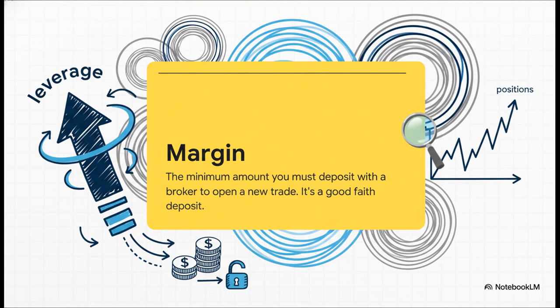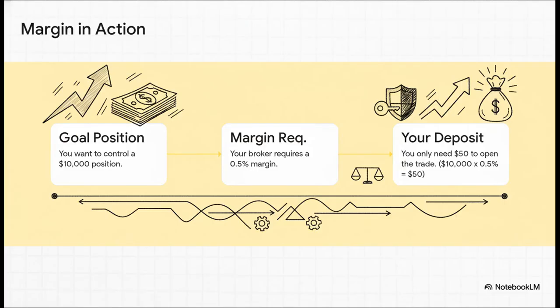So how do you get access to all that leverage? Well, the key is margin. Now, this is important. Margin is not a fee you pay, it's a good faith deposit. It's the amount of your own money that you have to set aside in your account to open that bigger leveraged position. Let's just see this in action, okay? Say you want to control a $10,000 position in the market, and your broker has a 0.5% margin requirement. You don't need the full 10 grand. You only need to put down $50. That $50 deposit gives you control over $10,000 worth of currency. That right there is the incredible power and the immense risk of leverage.